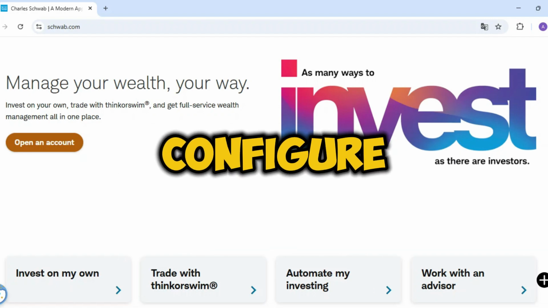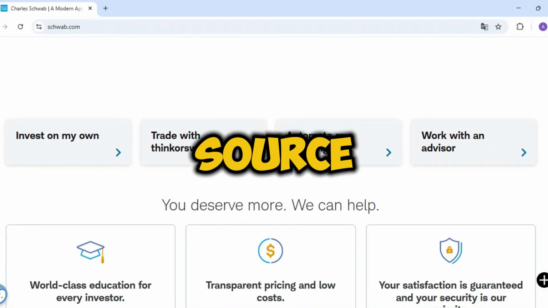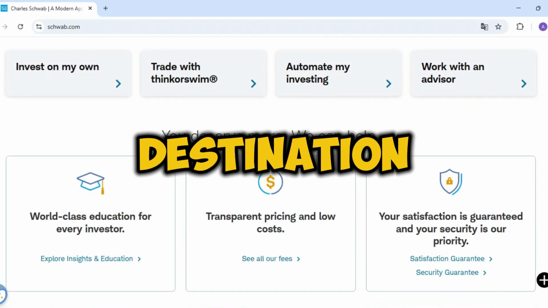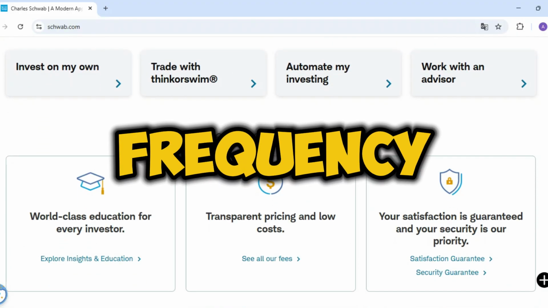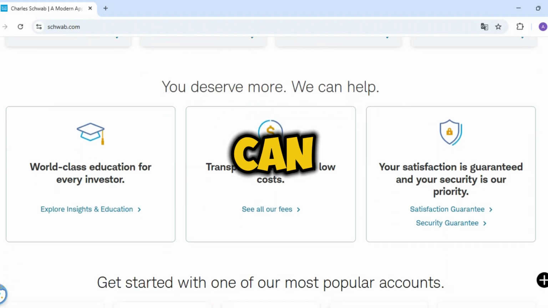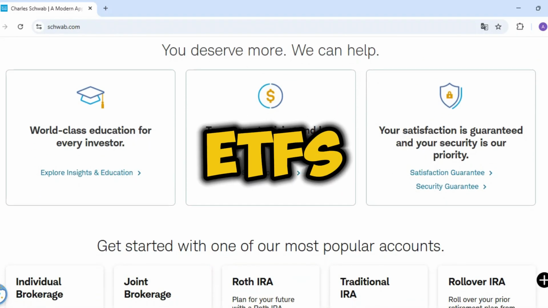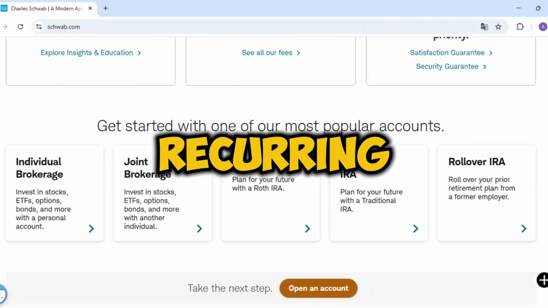Step 2. Configure your plan. Choose the source, your linked bank account, destination, your Schwab account, amount, frequency, and investment. You can automatically buy specific stocks, ETFs, or mutual funds on a recurring schedule.